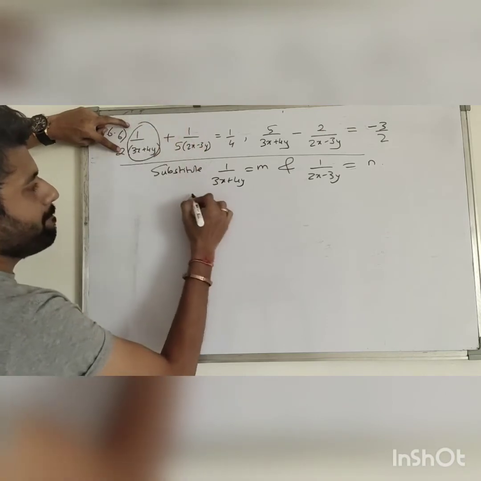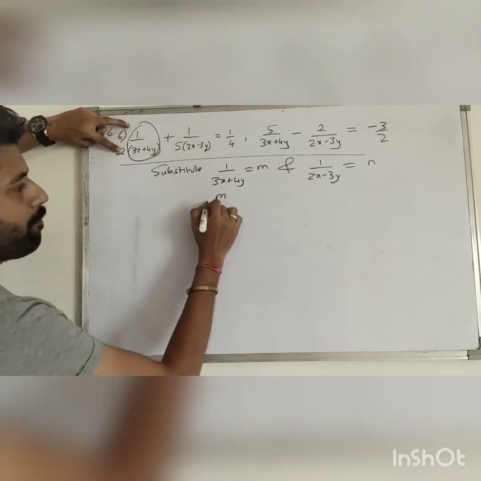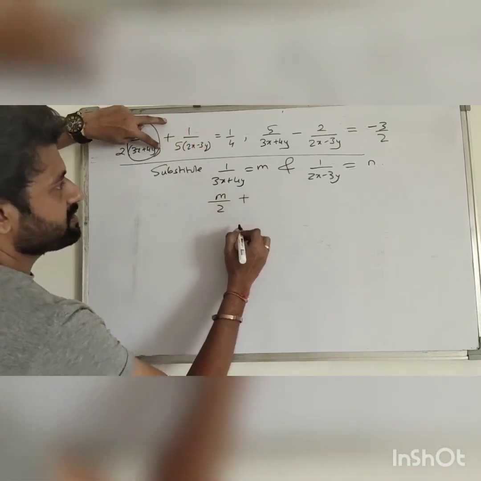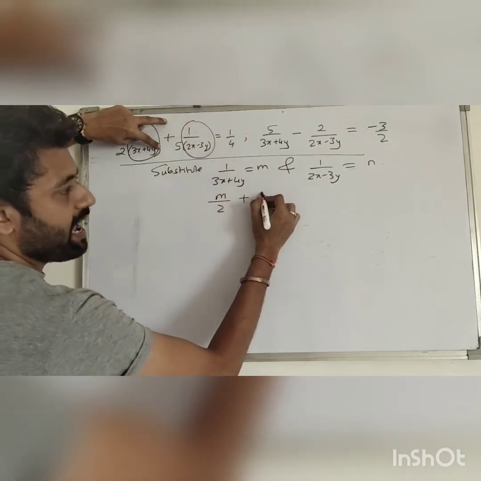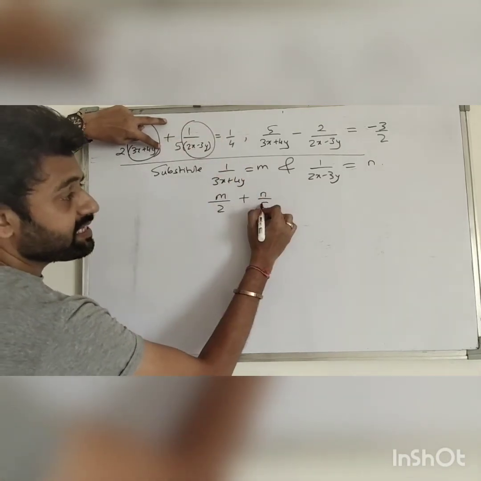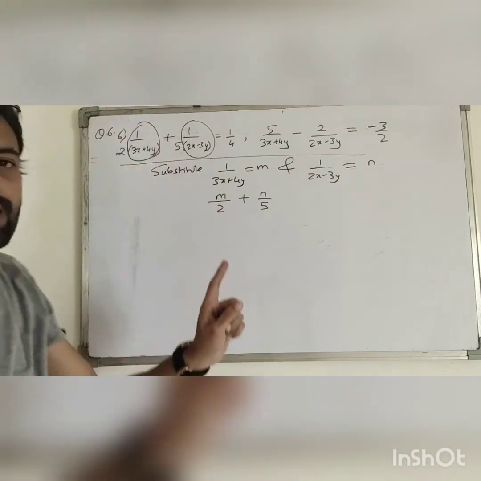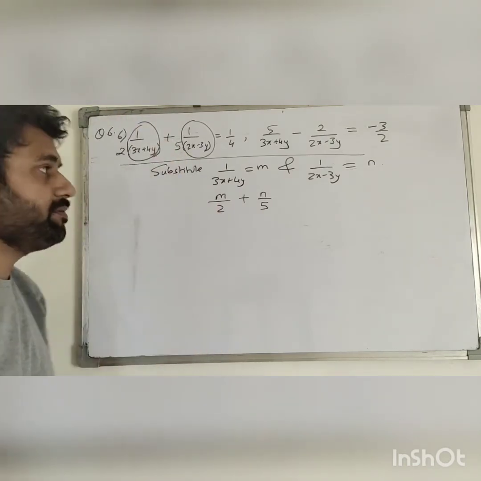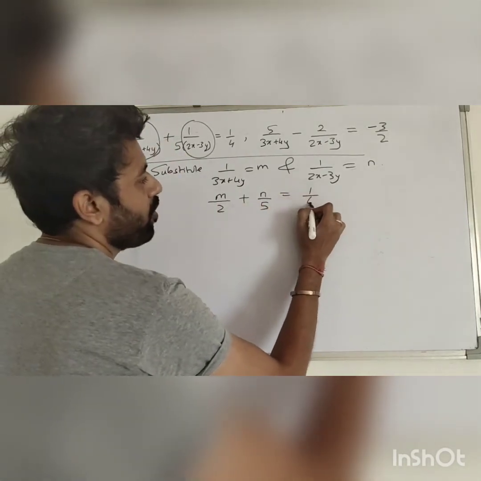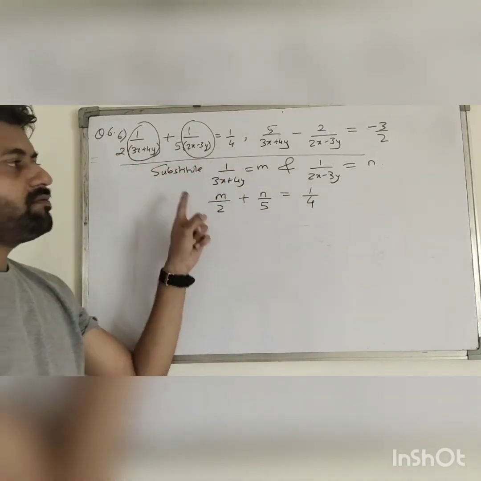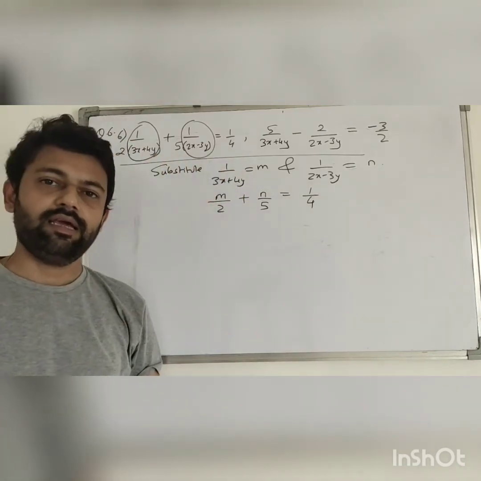in place of this, m upon 2, plus in place of this, n. 5 is in the denominator, so don't write 5n. This is n upon 5 is equal to 1 upon 4. One must understand this very thoroughly and very nicely.